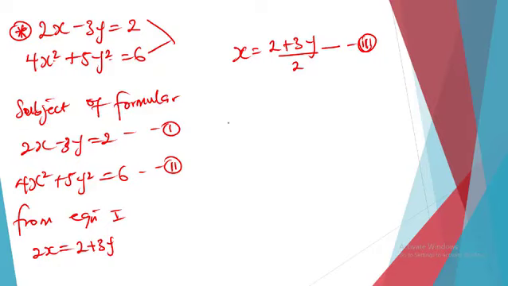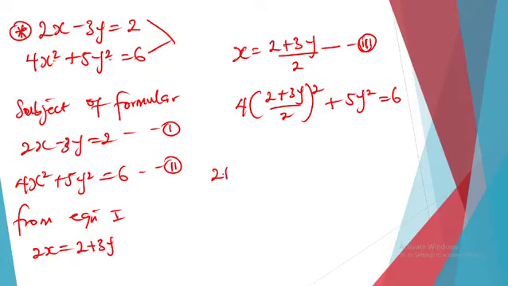So we have equation 2, 4x, and we have x to be what? 2 plus 3y all over 2. And remember, there is a square here, so add squared, plus 5y squared equal to 6. So we then open this bracket. Opening this bracket, we have 2 plus 3y all over 2 into 2 plus 3y all over 2. Remember, because of this square here. Is that correct? So let us open it.